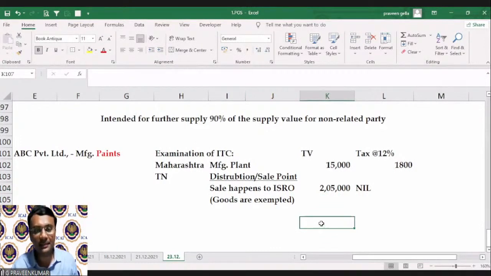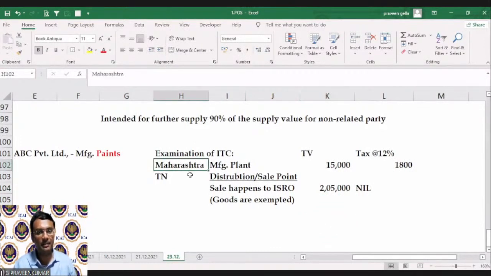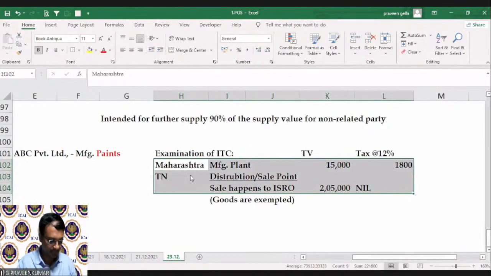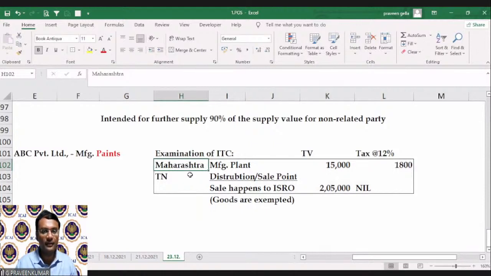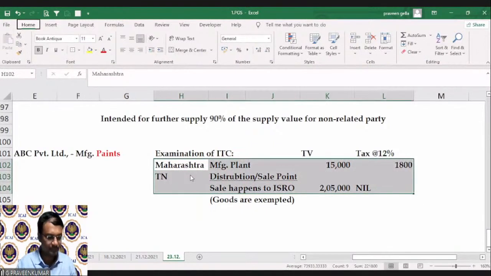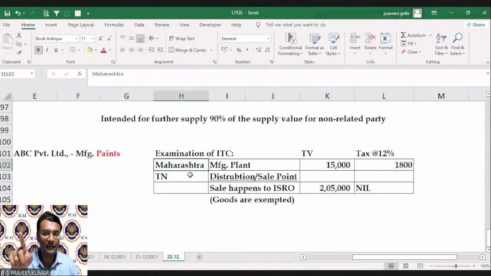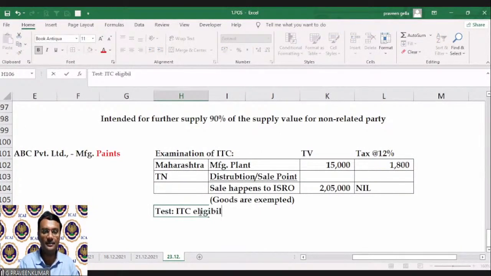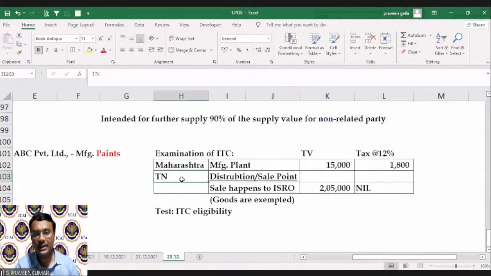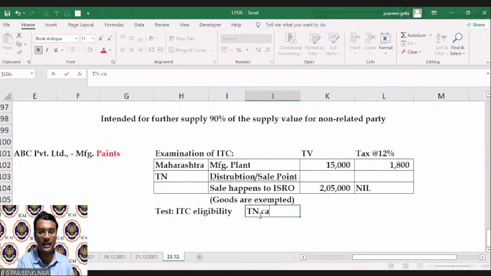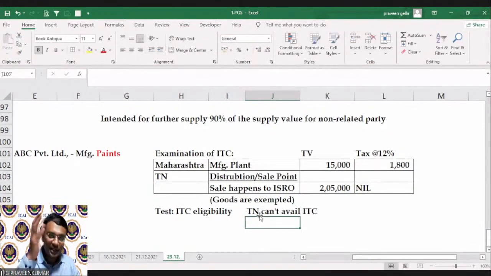Now, look here. The paint is manufactured in Maharashtra. From Maharashtra, it is transferred to Tamil Nadu. So when Maharashtra is selling the paint to Tamil Nadu, 15,000 was considered, on which 1,800 GST was paid. Now the question comes here. Test ITC eligibility. For this paint which was purchased by Tamil Nadu from Maharashtra, because it is an exempted activity, the Tamil Nadu unit cannot avail ITC.